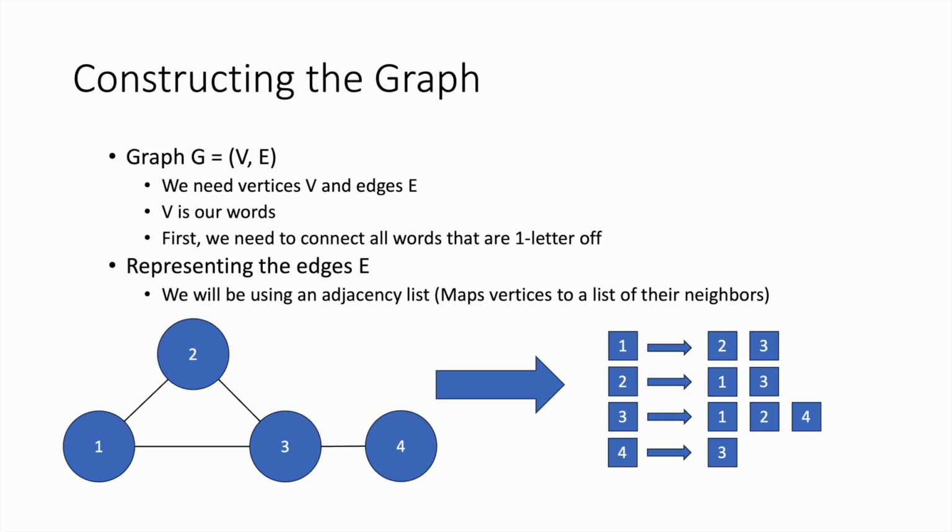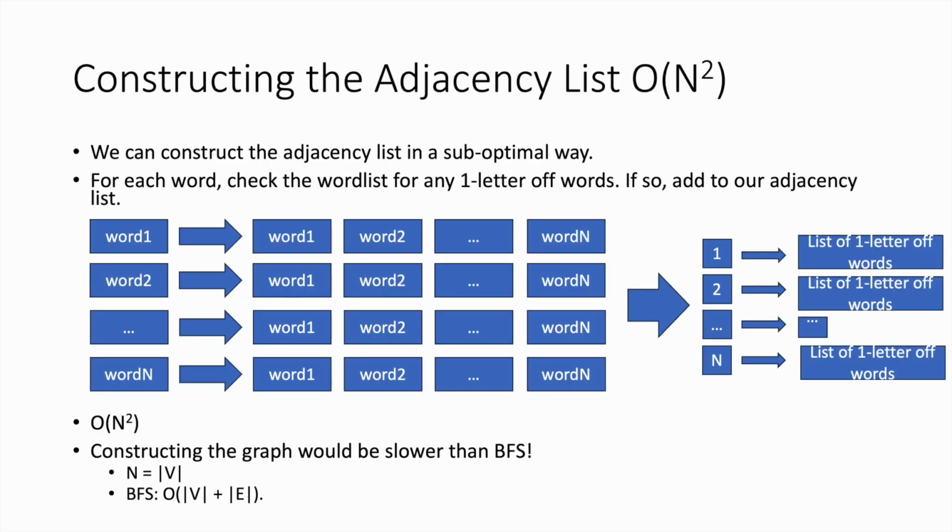A graph consists of vertices and edges, and our vertices are just represented as our list of words. However, our edges we're going to represent by using an adjacency list. An adjacency list is a list that maps vertices to a list of their neighbors. The first method I'll go over for populating the adjacency list will be a brute force algorithm that works in O of n squared time.